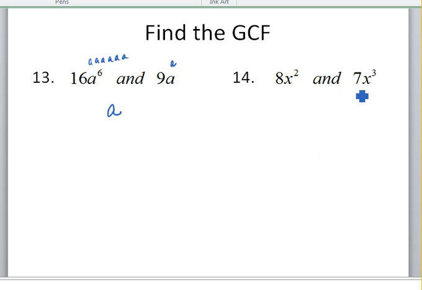This one, the X, or the 8 and the 7, do not share anything in common, but this one has X times X, and this has X times X times X, so they share an X squared in common.